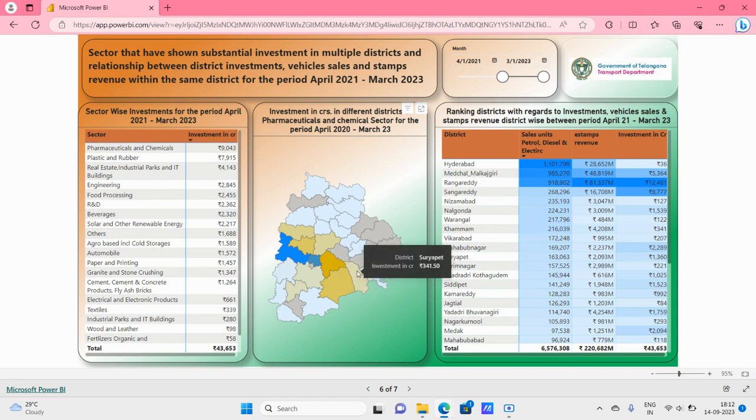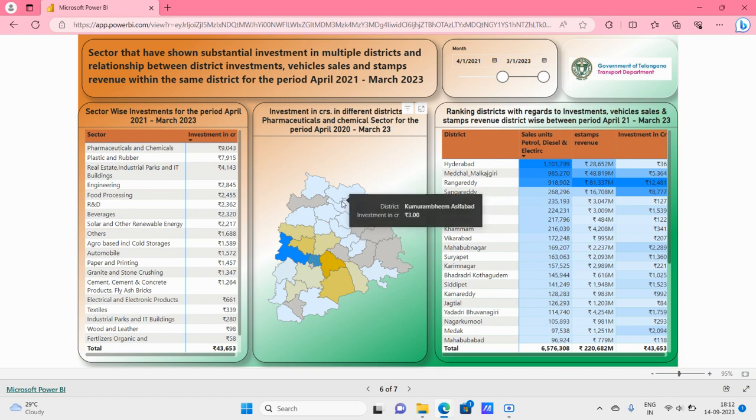We can see the amount of investment by hovering the mouse over here. Now these are the gray parts. They have not received any investment. We can see they don't have any information for the investments for that particular sector. So we can just hover the mouse over here and check the details of the investments which we have received.